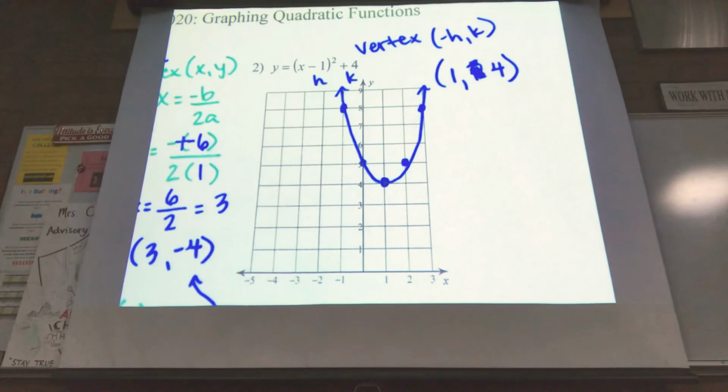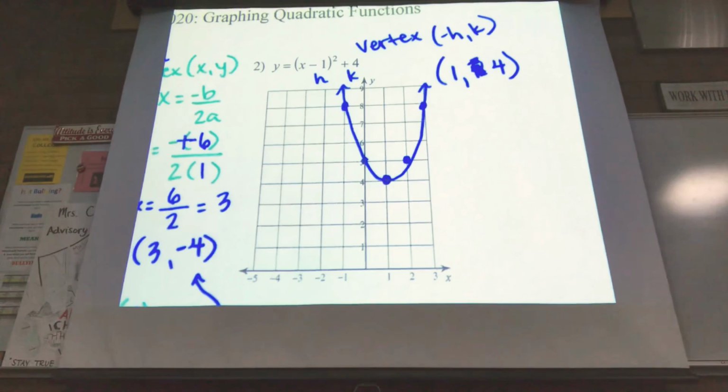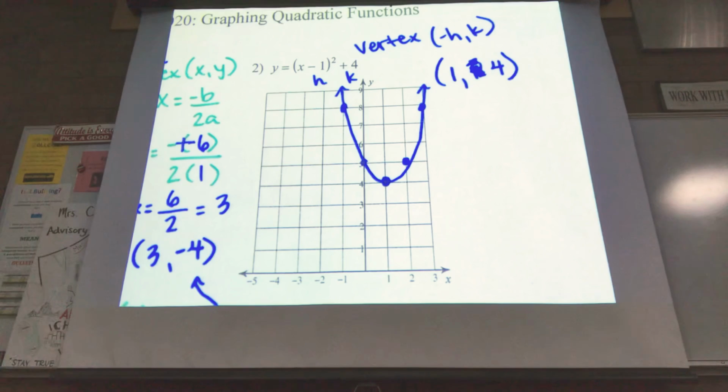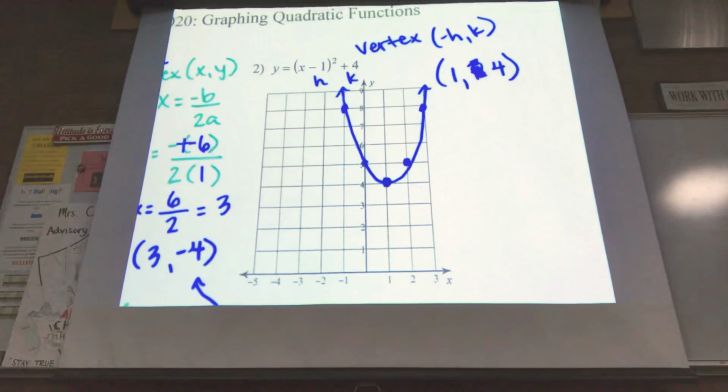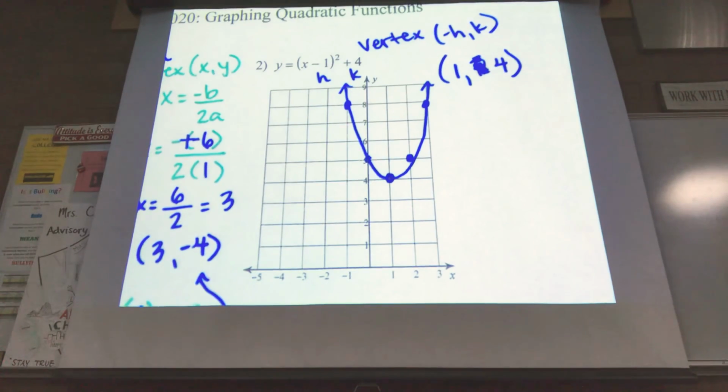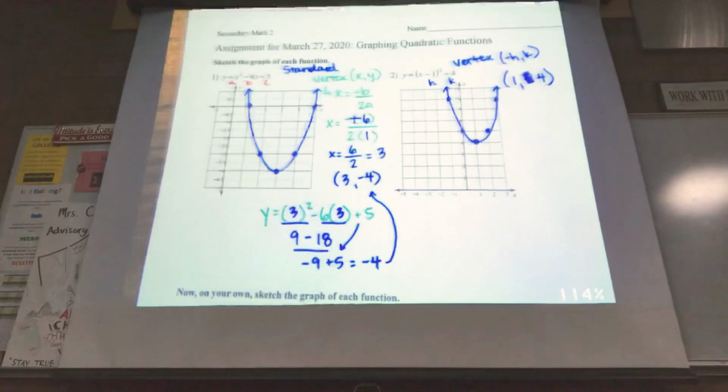You will graph 1 in standard form, actually 2 in standard form, and you will be good to go. Awesome. So there are your examples.